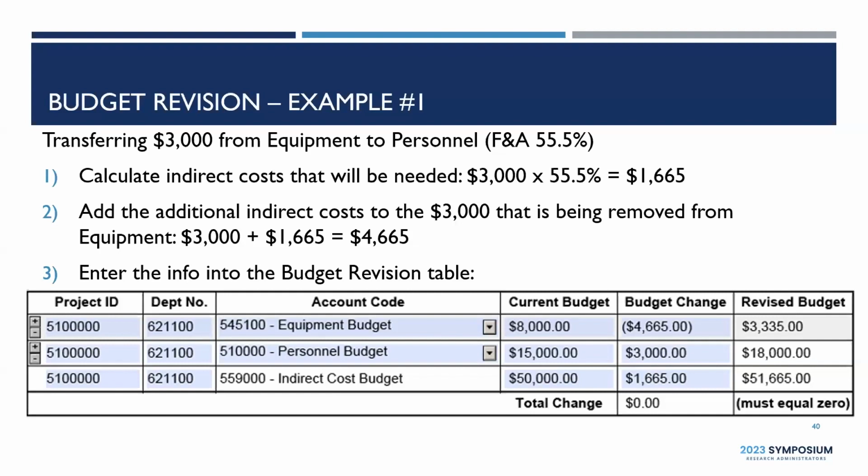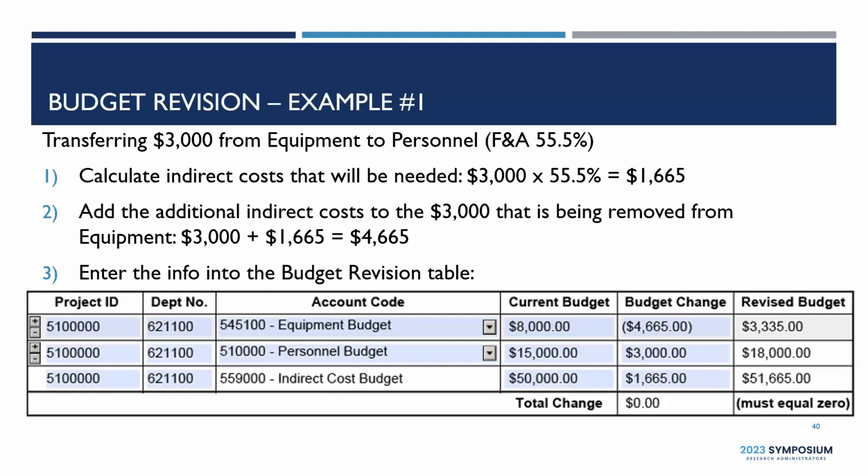We did want to give a couple examples of budget revisions. So the tricky thing about budget revisions is how F&A is calculated. This is really the main issue we see with budget revisions, is just certain categories take F&A and then certain categories like equipment do not. So we wanted to give some math for how you can determine this when you're working with account codes that don't take F&A. So in this example, we want to take $3,000 out of equipment and put it into personnel. The F&A for the project is our standard organized research, 55.5%.